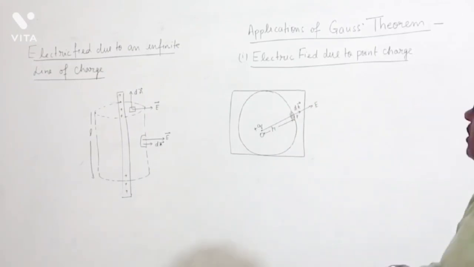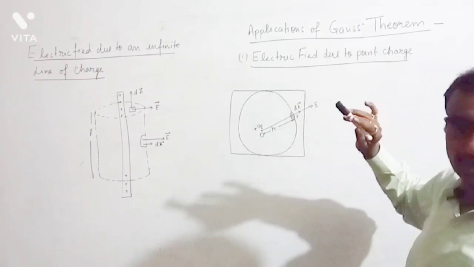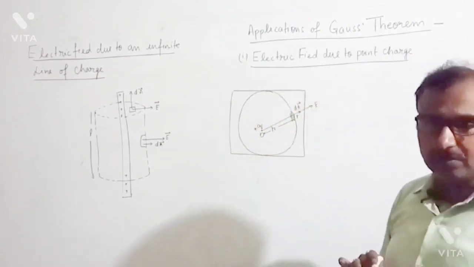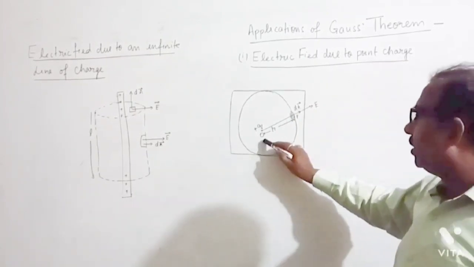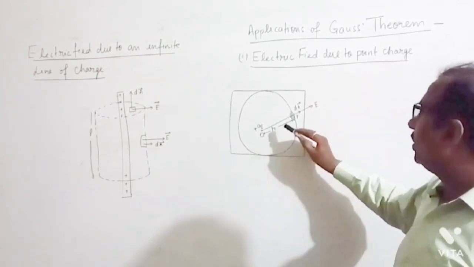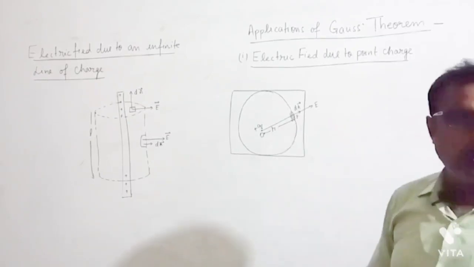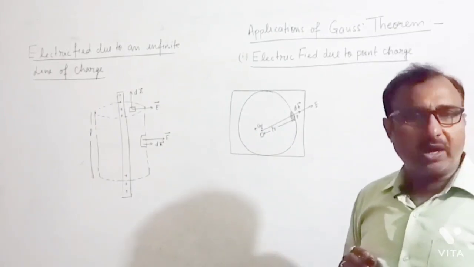Again I want to repeat. We are going to discuss applications of Gauss theorem. In that, very first, electric field due to a point charge. Suppose that you have a point charge Q. Due to that, you want to calculate the intensity of electric field at point P, which is at small r distance.